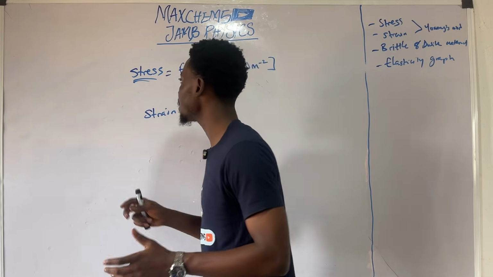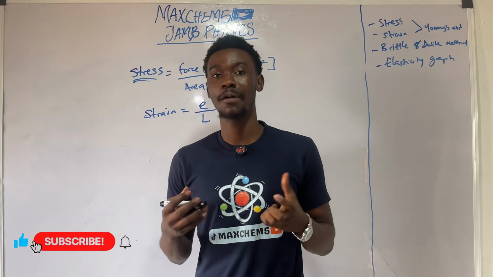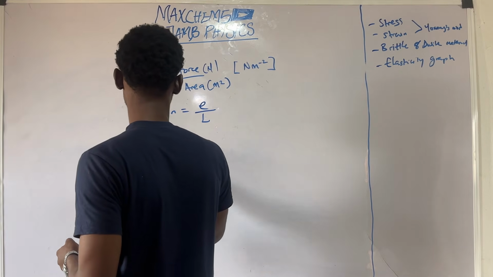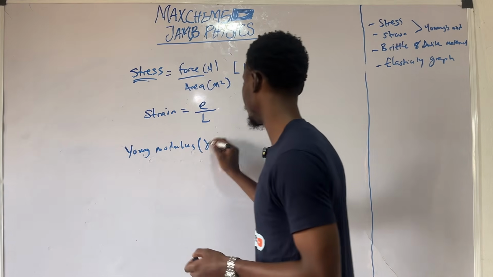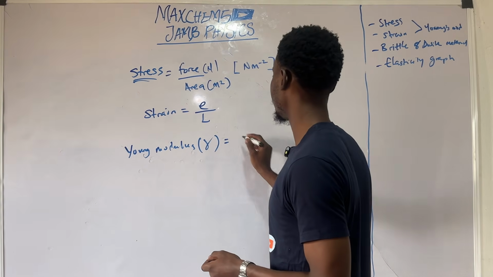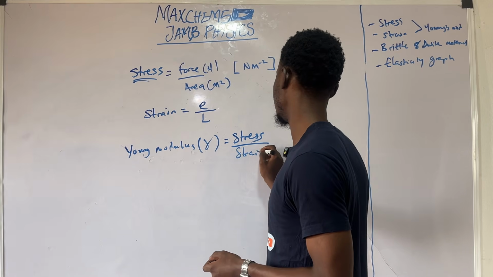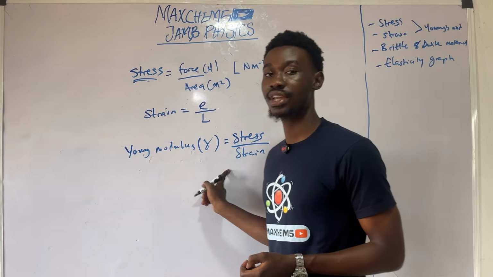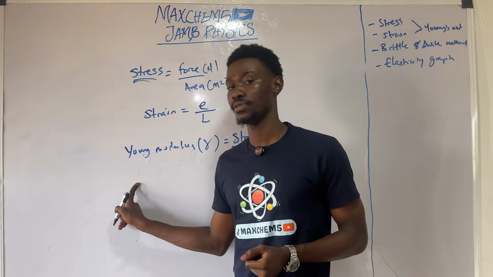So we have a very important formula in physics called Young's modulus. Young's modulus is often denoted using this Greek alphabet. It is stress to strain. So when you take the ratio of stress to strain, what you just found is something we call the Young's modulus of that material.